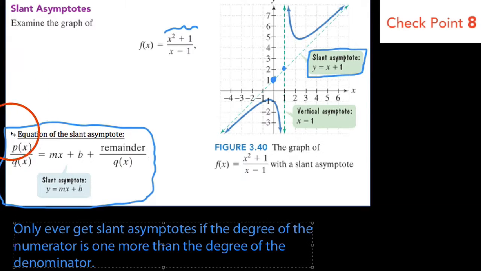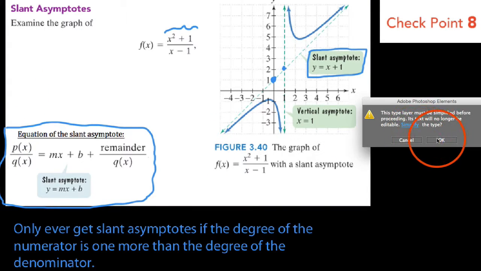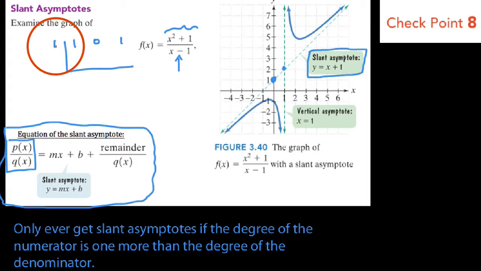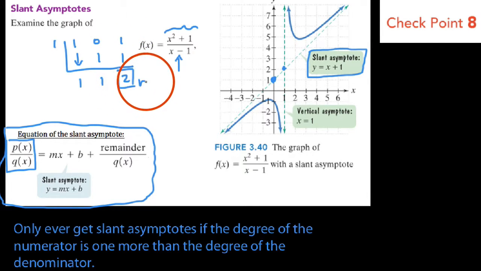And so, if you want to find the equation of the slant asymptote, you take p of x and you divide it by q of x. You just divide this. I'll show you here that I am dividing by a first degree thing. So if I divide x squared plus 1, which is 1x squared, 0x to the first, 1 constant, and put a 1 out here for my x minus 1 factor, check this out. I would get 1 times 1 is 1, 0 plus 1 is 1, 1 times 1 is 1, 1 plus 1 is 2, so this is my remainder.